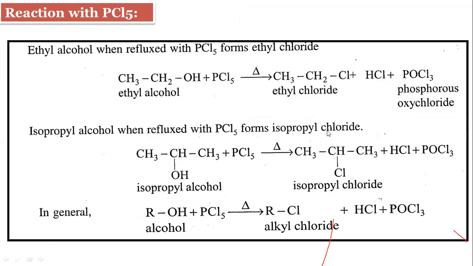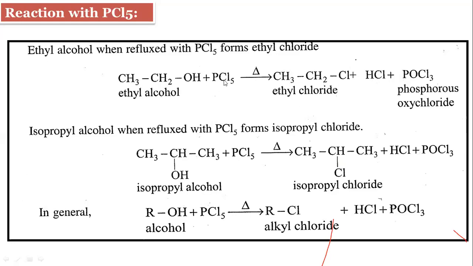Now the reaction with phosphorus pentachloride, PCl5. Ethyl alcohol when reacted with PCl5 forms ethyl chloride. See, in the last example, for PCl3, we used 3 molecules of ethyl alcohol. In this, we are using only 1 molecule of ethyl alcohol, and see the byproducts here.